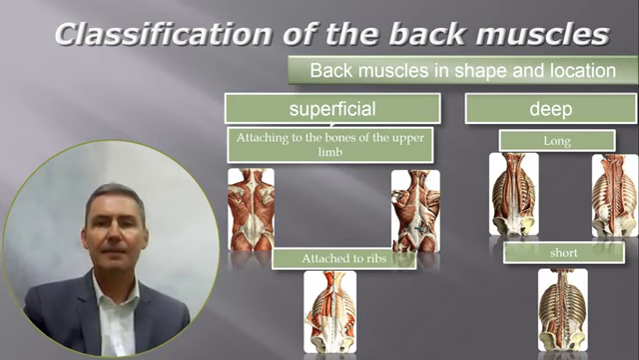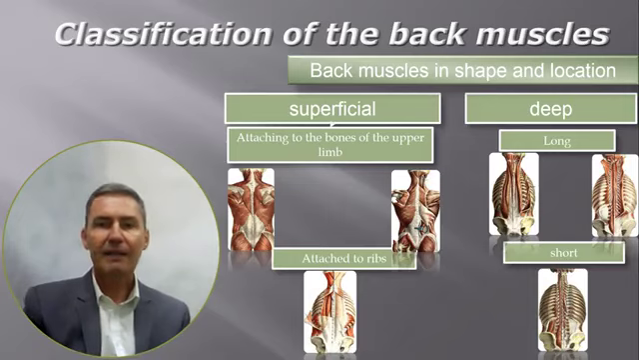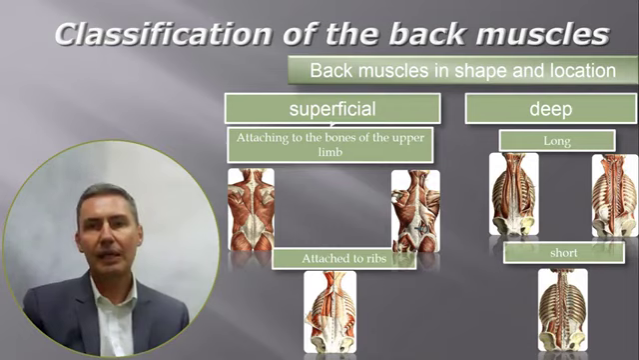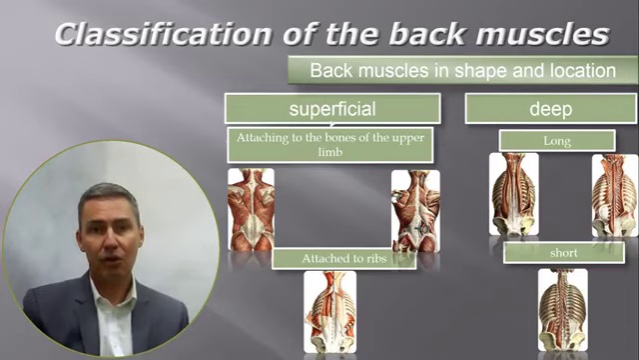Deep muscles are long and short. These muscles are attached to the vertebrae and are very important to keep the body in the upright position. For example, the erector spinae muscle is most developed in human beings because of the upright position of the human body.